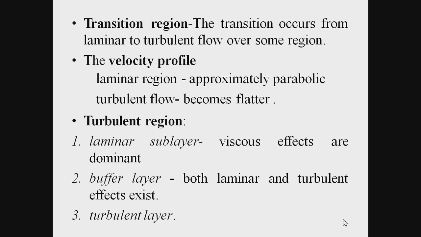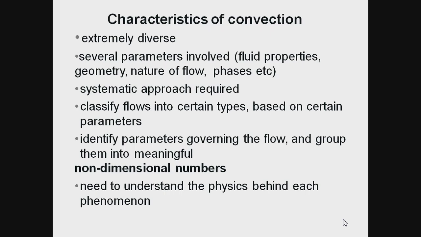In laminar region, most of the time the velocity distribution is parabolic, but in case of turbulent flow, it becomes flatter. For understanding turbulent region, we have to understand the laminar sublayer. The fluid layers which are in the immediate vicinity of the surface in the turbulent region are laminar sublayers. At these places, viscous effects are dominant. Thereafter, both laminar and turbulent effects exist. This is called buffer layer, and finally it is turbulent layer.